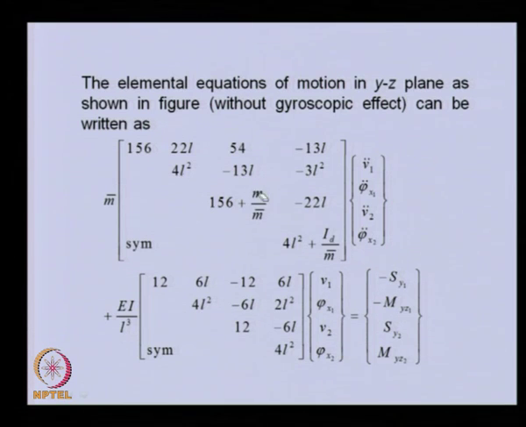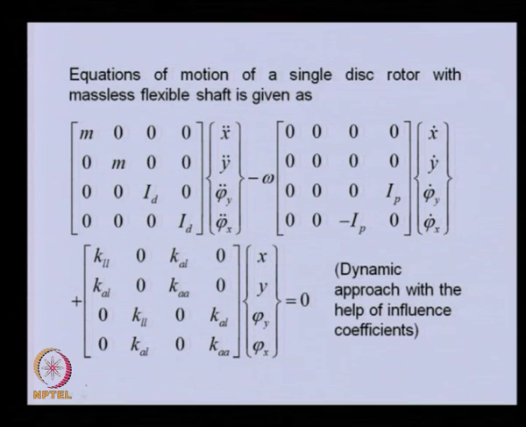The mass and diametral mass moment of inertia of the disk will appear here also, because they will be there in the same element in this vertical plane motion also. This is the reaction of the shear force and bending moment. Now these two plane motions we can couple. So before coupling, let us see the gyroscopic effect, how we can add it.